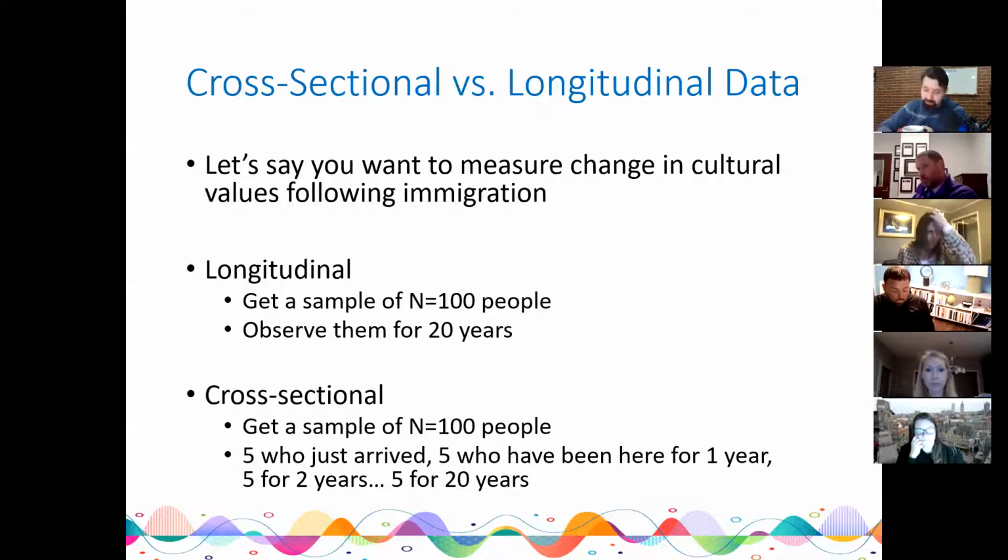Not perfect, because maybe people who came to Canada 40 years ago were different from those who come today. Maybe the conditions were different. Maybe the pace of change was much faster in the 70s and much slower now. But that was the best I could do. And so I used a cross-sectional design to study longitudinal change.